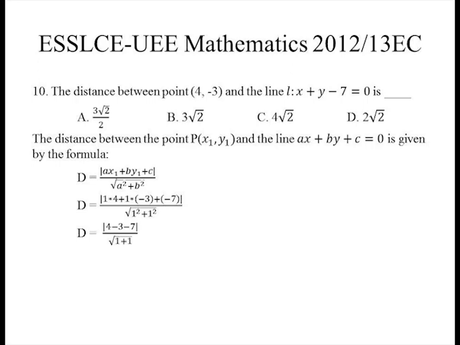This is equal to 4 minus 3 is positive 1, positive 1 minus 7 is negative 6, divided by square root of 1 plus 1, that's square root of 2, which is equal to the absolute value of negative 6, which is positive 6, divided by square root of 2. Rationalizing the denominator, that's multiplying both the numerator and the denominator by root 2. 6 times root 2 is 6 root 2, divided by root 2 times root 2 is 2. 6 divided by 2 is 3 root 2. So the answer is 3 root 2. Choice B is the correct answer.